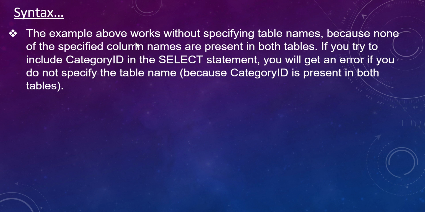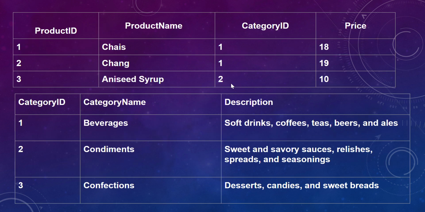The example above works without specifying table names because none of the specified column names are present in both the tables. However, if you try to include category ID in the select statement, you will get an error if you do not specify the table name, because category ID is present in both the tables. So if you want category ID in the final output, you have to specify from which table you want to extract this category ID.